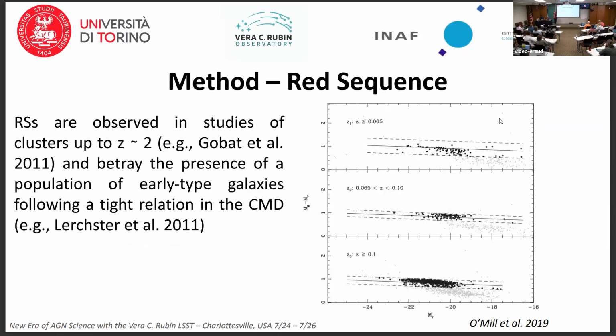The method that I use is the red sequence. That is because we know that at low redshift, if we have a cluster or group of galaxies, the galaxies inside the clusters and groups tend to populate a particular region of the color magnitude diagram, which is called the red sequence. This is a strip that was observed in studies of clusters up to redshift 2. Basically, these are the early type galaxies populating the clusters and groups, and that we can see in the color magnitude diagrams.